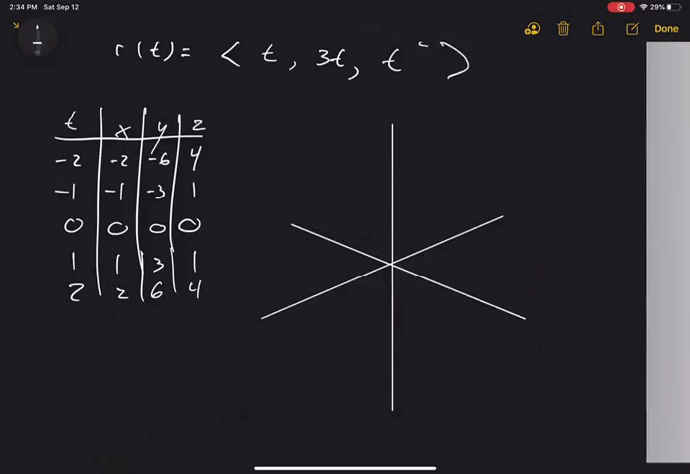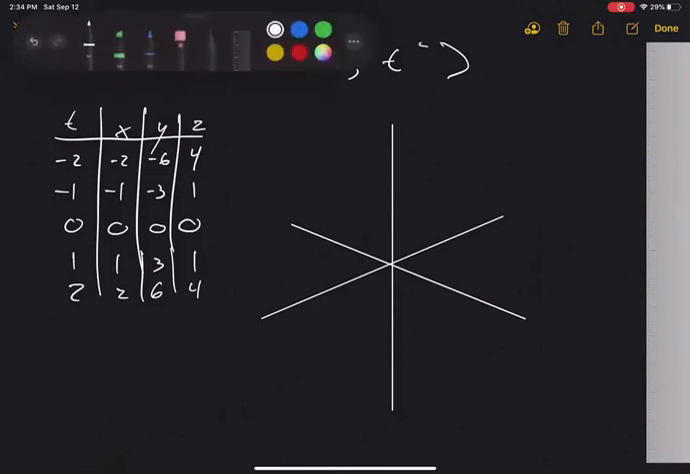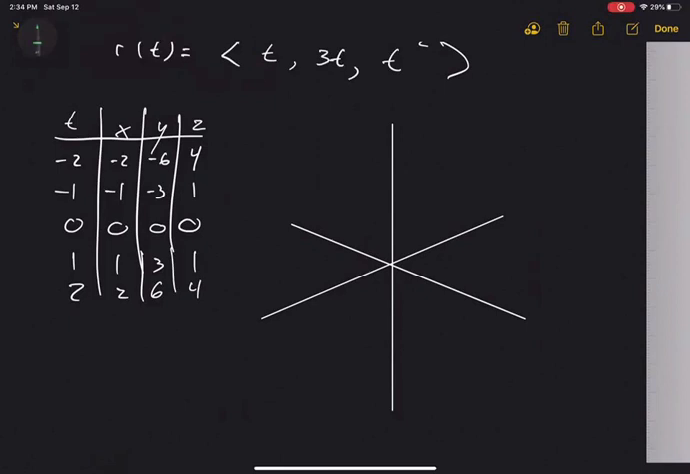Okay, so I'm just going to do a quick attempt at this. So I'm plotting my points first, and we can do them in green this time. So when t equals -2, I'm at, let's see, -2 on the x-axis, -6 on the y-axis. So maybe a point here, and then I'm at 4 on the z-axis. So maybe I'm like here, okay? So that's my point.